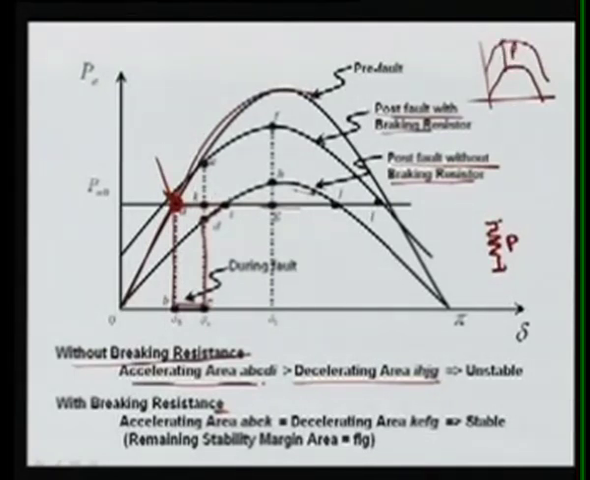So this curve is lifted here, and then you can see the accelerating area ABCK will be equal to the decelerating area KEFG. Here this area we are getting, and then we have more margin. You can see this is the margin we are having. So your system becomes more stable. So this is, you can say, the impact of your braking resistance.